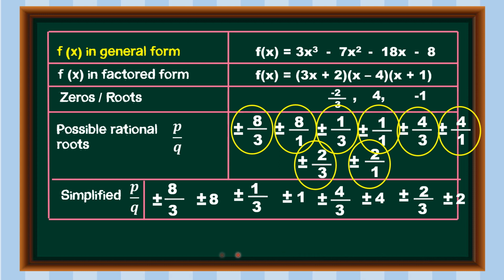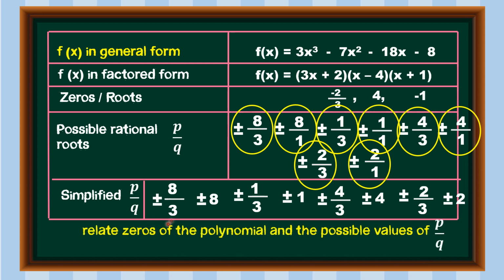Positive and negative. So, ilan ba lahat ng possible rational roots? Bilangin nga natin. 1, 2, 3, 4, 5, 6, 7, 8. Pero, isang positive tsaka isang negative. So, ilan lahat? Tama. We have 16 possible rational roots. Pero, since ang degree natin ay 3, tatlo lang yung kailangan natin dyan.